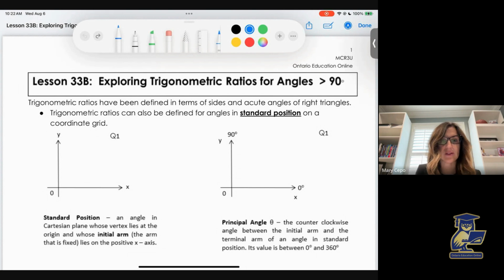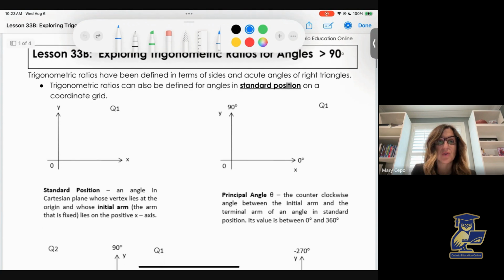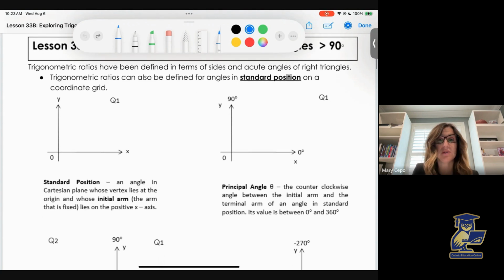This part of the lesson, 33B, we're going to be exploring trigonometric ratios for angles that are greater than 90 degrees. Of course, not all angles are acute. So trigonometric ratios have been defined in terms of sides and acute angles of right triangles. Trigonometric ratios can also be defined for angles in standard position on a coordinate grid, and that's what we're going to be exploring. What is standard position?